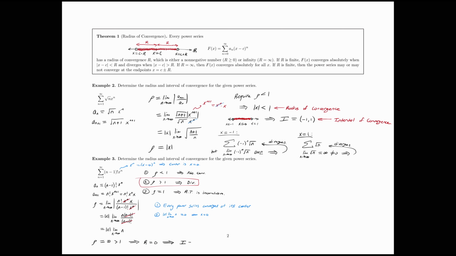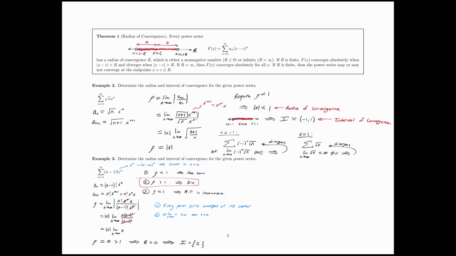So the radius of convergence is 0, and because of that, the interval of convergence isn't really an interval at all. It's barely anything at all. It's just the set consisting of the single point at which the series converges, which is the center of the power series, which in this case is 0.